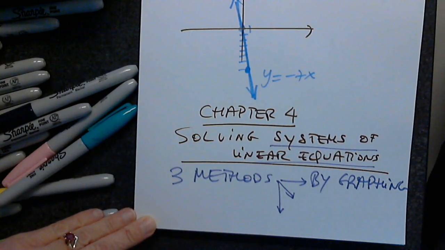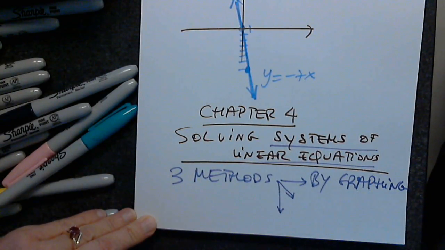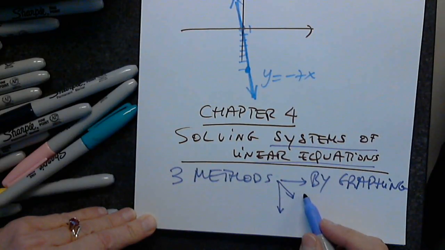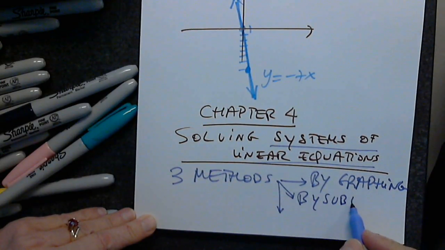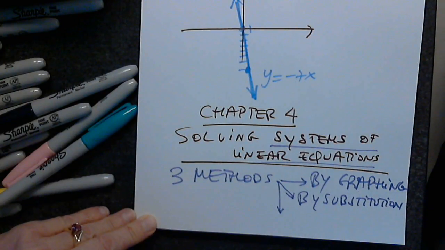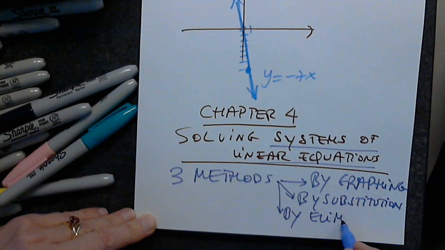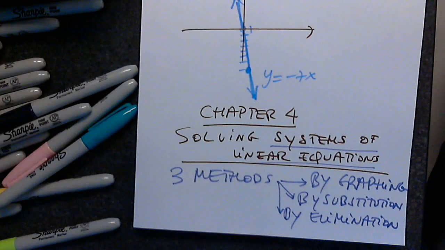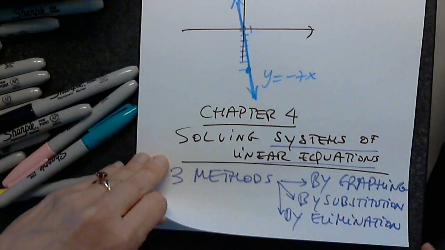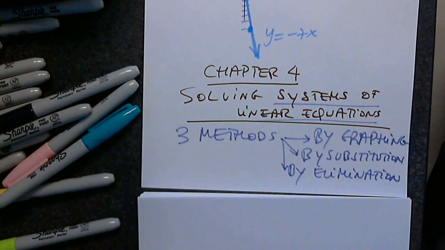Three methods of solving systems of linear equations. The first one is by graphing. Second one is by substitution. And the last one by elimination. Do not worry about the second and the third just yet. And now I'm ready to define what a system of linear equations is.